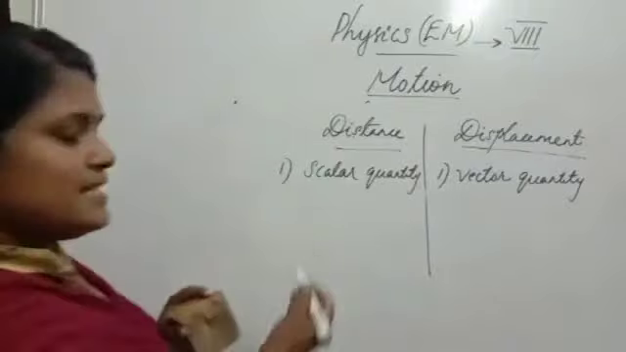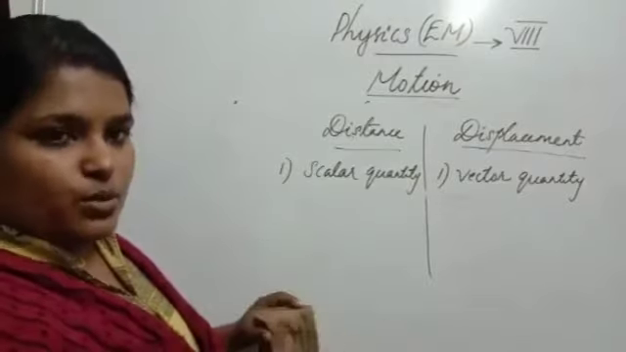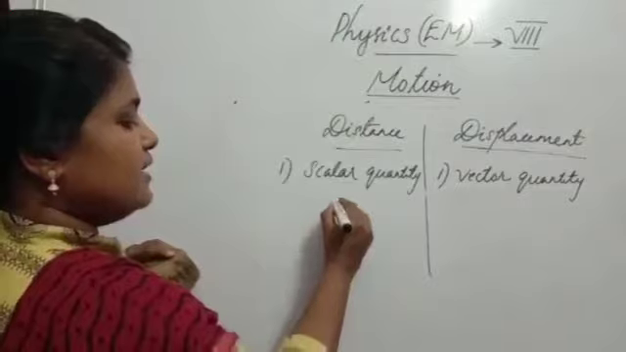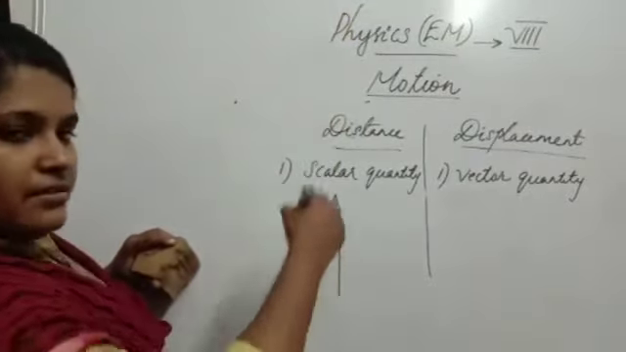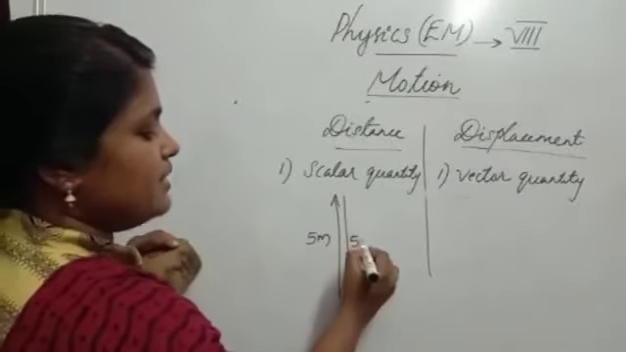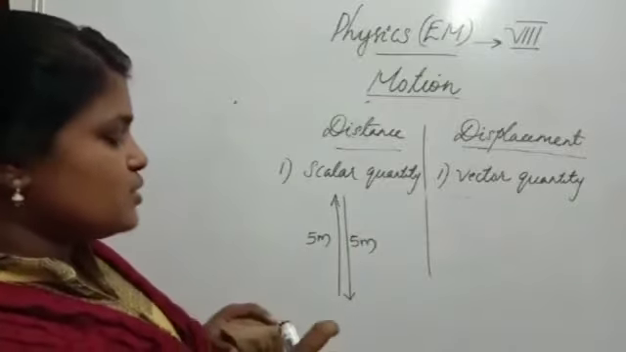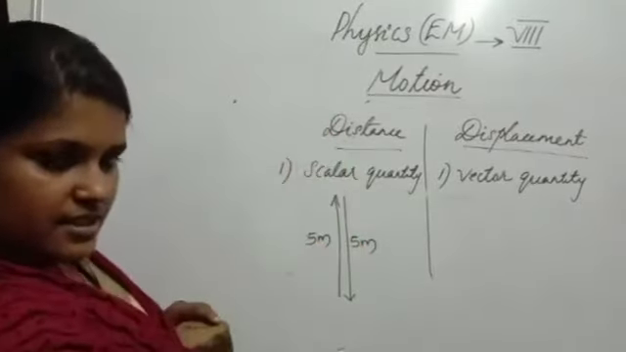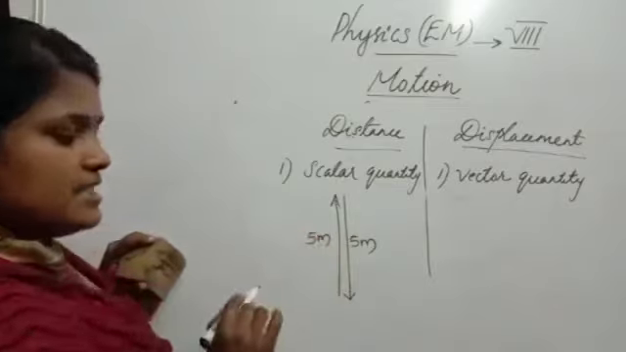The next difference is, consider we throw a stone vertically upward. It reaches a height of about 5 meters. Then naturally it returns back. Again it travelled 5 meters. So the distance travelled by this stone is 5 meter plus 5 meter. Up by 5 meter, again it returns, again travelled 5 meters. So the total distance travelled is 10 meter.